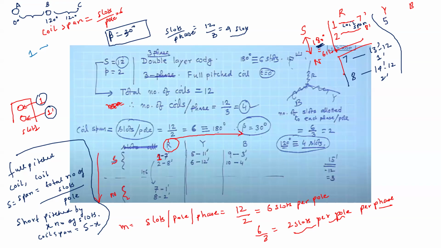And then what is the coil span? So coil span is from 5 plus 6, which is 11 dash. And then again another 120 degree from 2, so 2 plus 4, which is 6, and from 6 it will go to 12 dash. Is this clear what I did right now?